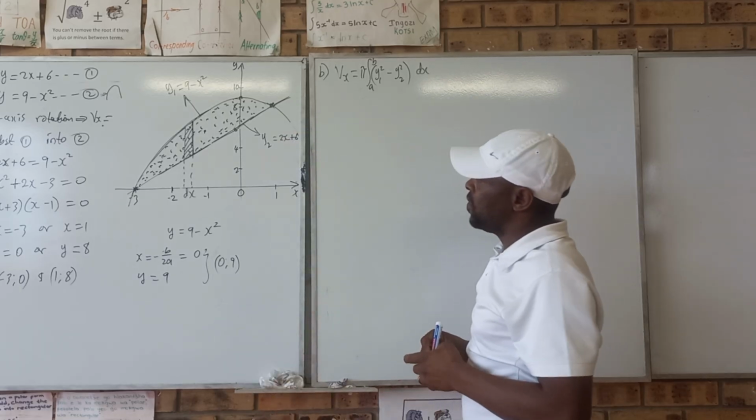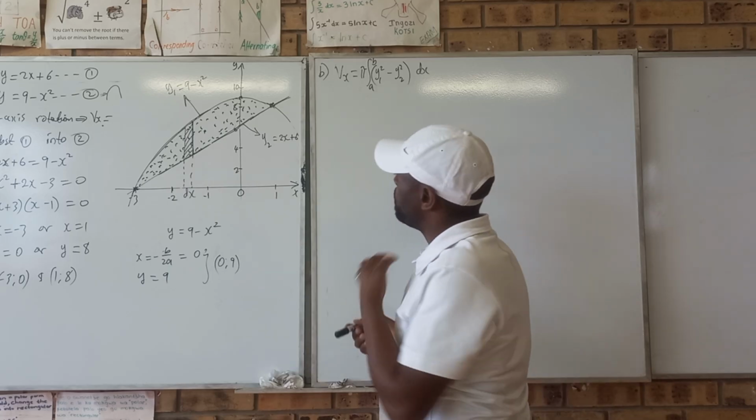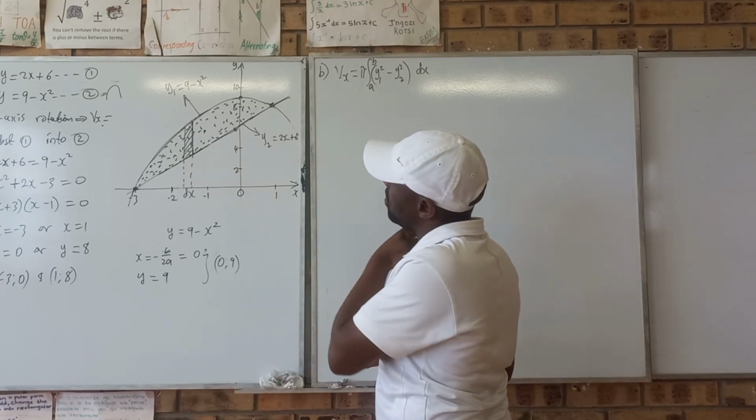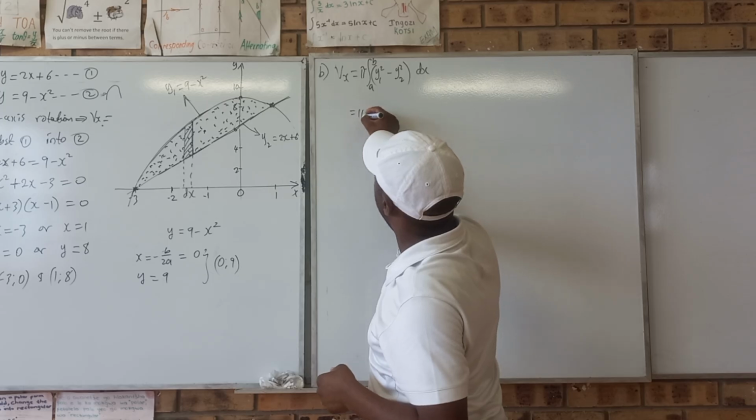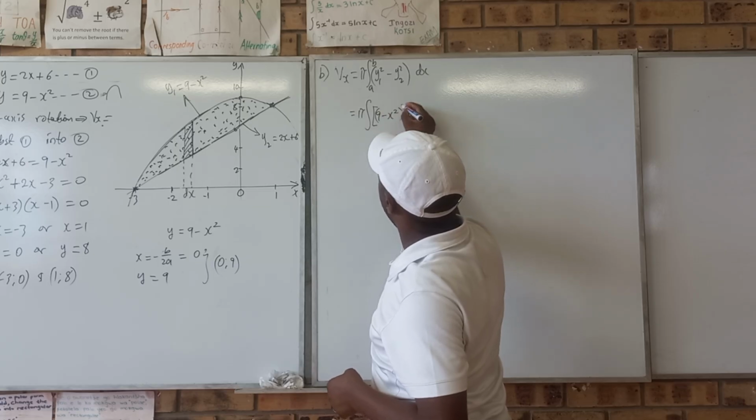So I'm done with the A part, so I can now concentrate on the volume. To do the volume, since I'm seeing my y1 and y2, I just copy and paste. My y1, as I've indicated, is 9 minus x squared. I have to square this.